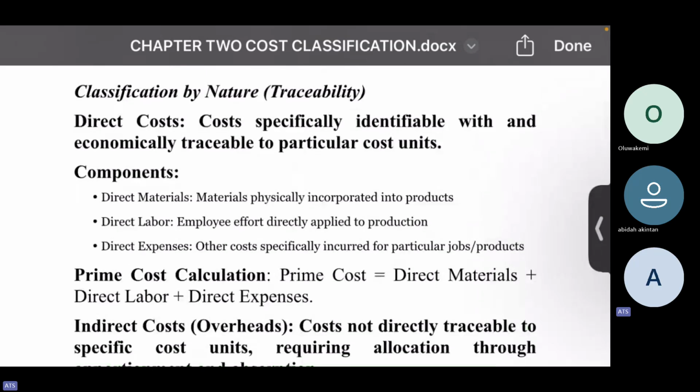Now, going further, let's talk about classification by nature or traceability. When you classify costs according to traceability, you are talking about direct or indirect costs. So let's start with direct costs. Direct costs are costs that you can specifically trace or identify with a particular product or a cost unit.